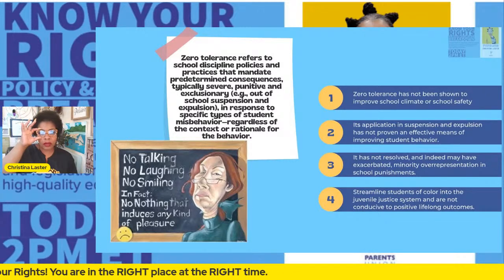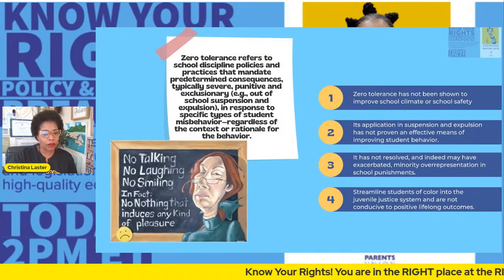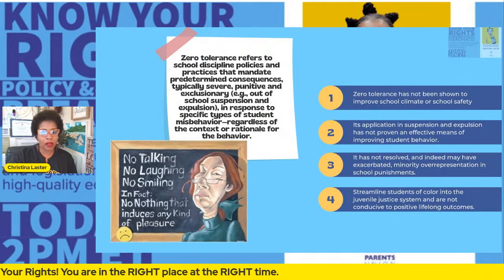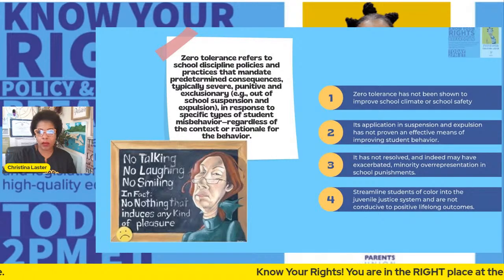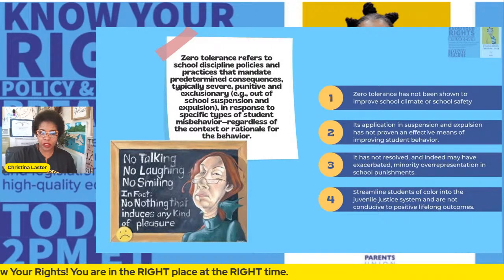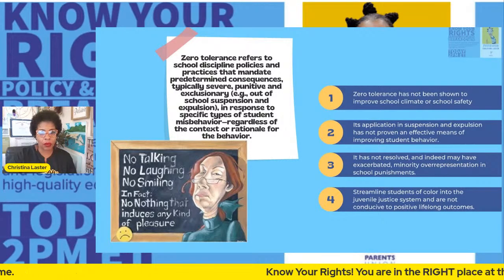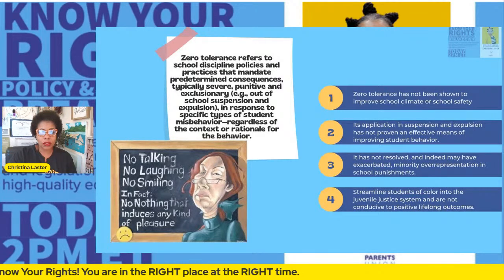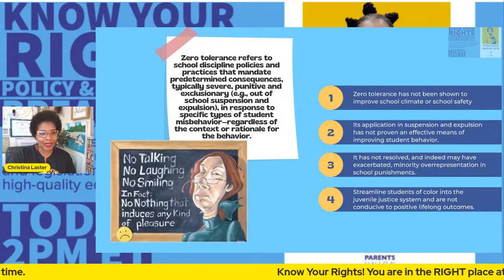So let's talk about that. Over here, you can see zero tolerance practices. Zero tolerance has not been shown to improve school climate or school safety. I'm going to be bringing that information up and sharing it with you in the chat. All of the links for everything that I share, for all the data that I present, so that you'll have it in your toolkit when you're ready to advocate for better policies and practices, right? Its application in suspension and expulsion has not proven an effective means of improving student behavior, okay? This is all based on data. We'll be going over that. It has not resolved and indeed may have exacerbated minority overrepresentation in school punishments. What does that mean? We're going to be going over that.